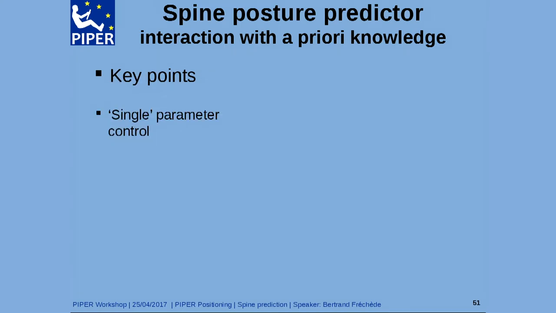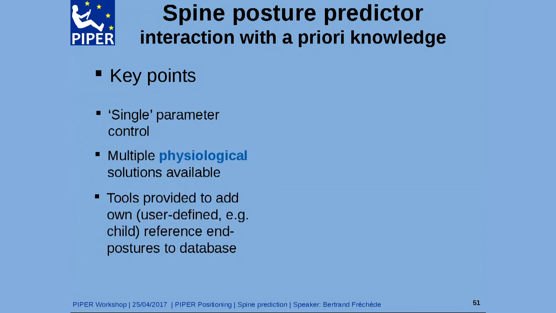So the key points are that there's basically one single parameter to control. You can end up with multiple physiological solutions. And we also provide a few tools to add your own reference postures to the database. If you have child data, for example a seated posture, you can add it and it's going to work exactly the same.